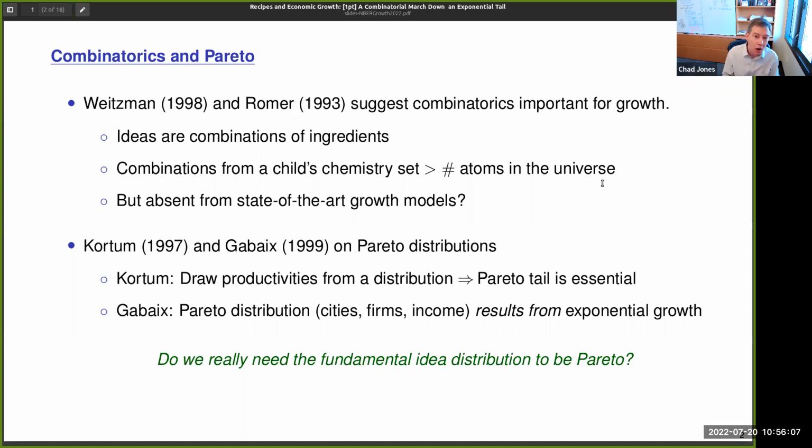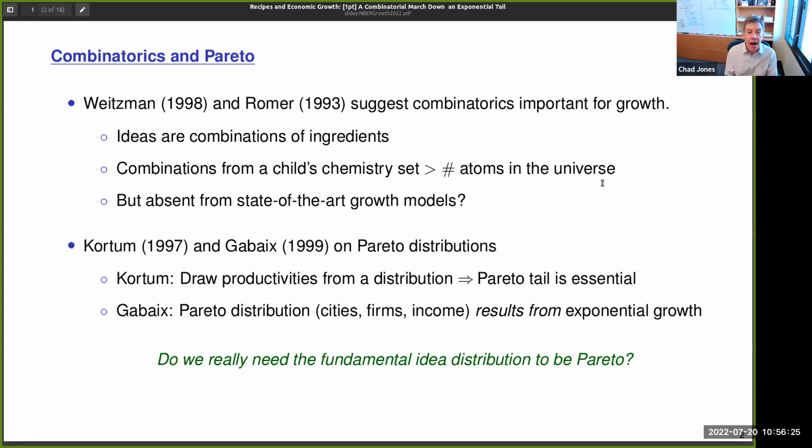So you draw a 3, that's your productivity. You draw a 7, that's your productivity. You draw a 2, you throw away the 2 and you keep the 7. And Kortum's question was, what assumptions do you need to make on that process to get exponential growth in the max, exponential growth in productivity? And it turned out he needed 2 assumptions.